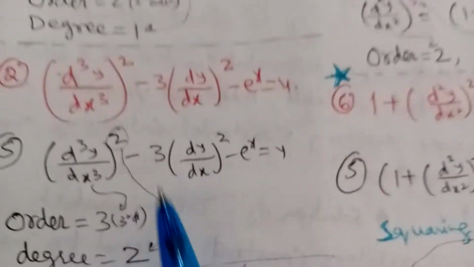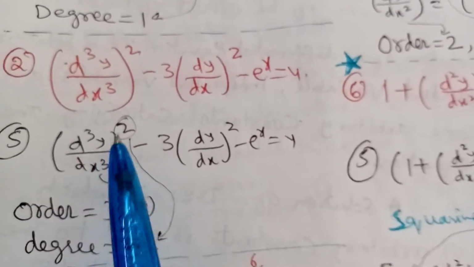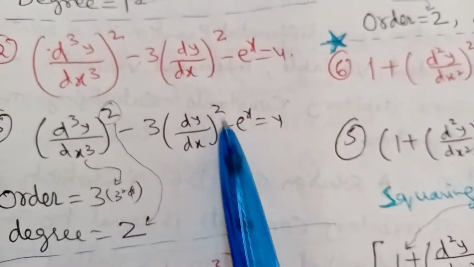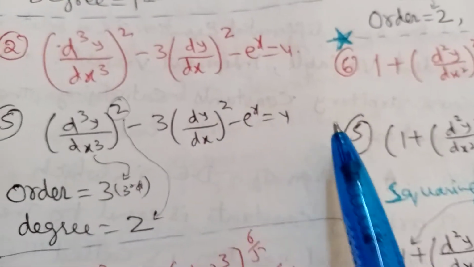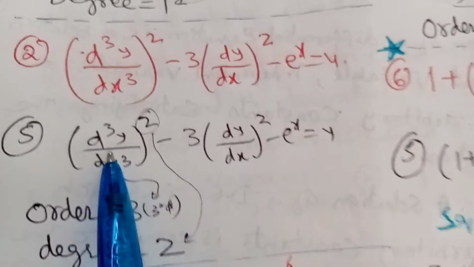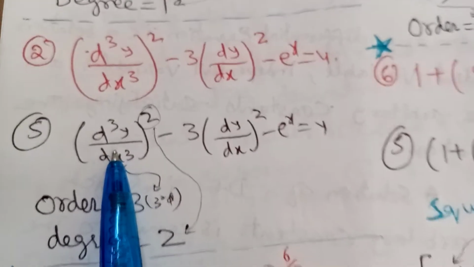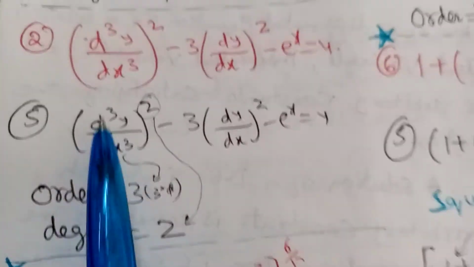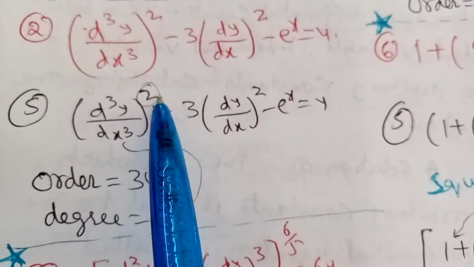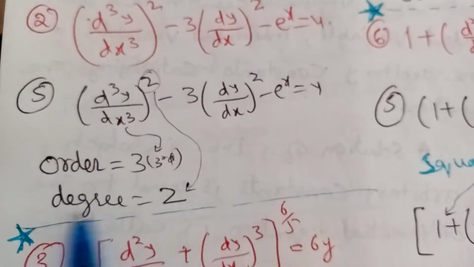Next, (d cube y by dx cube) whole power of 2 minus 3 (dy by dx) whole square minus e power x equal to 4. See here dy by dx, here d cube y by dx cube. So this is the highest derivative. So order is 3, third derivative, and the power is 2, so degree 2. Order 3, degree 2.